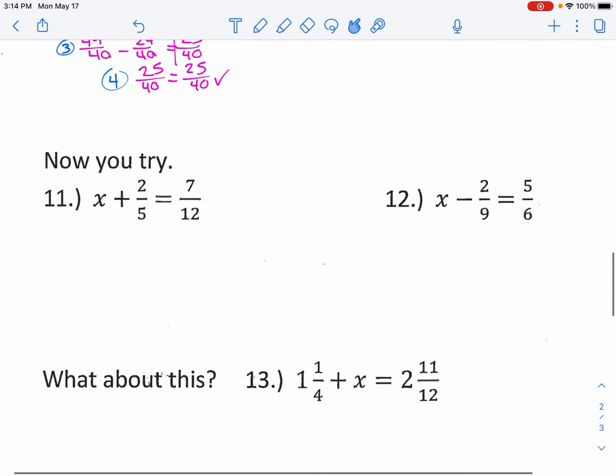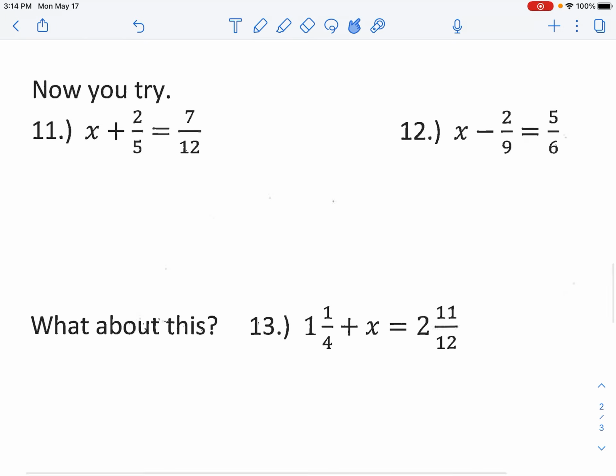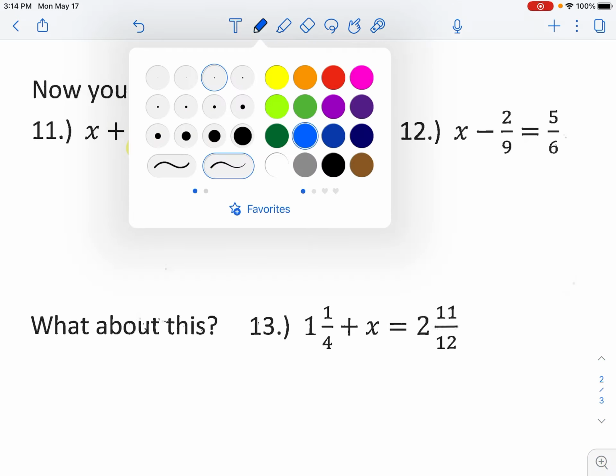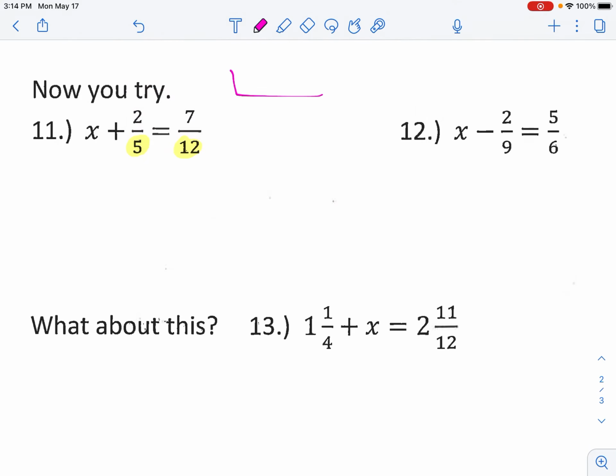All right, there's 2 at the bottom, so I'm going to have you guys try those. Go ahead and pause the video. Remember your first step, find a common denominator for 5 and 12. Rewrite your equation. Find a common denominator for 6 and 9. Make your division ladder and rewrite using a common denominator. So go ahead and pause the video and come back when you're finished to see how you did on these 2.